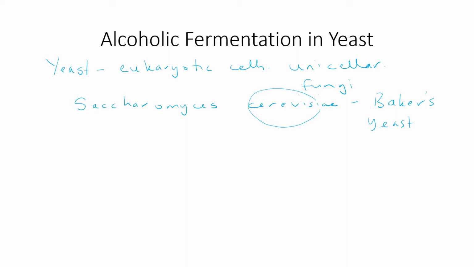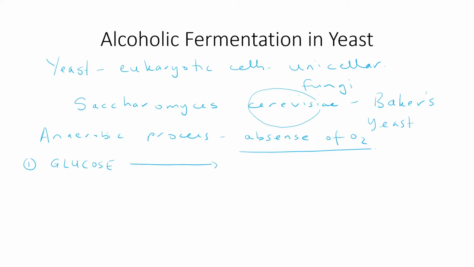So what we're looking at here is alcoholic fermentation, and this is an anaerobic process, so it's in the absence of oxygen. And basically there's two major components to this. The first one is glycolysis. It's basically the conversion of glucose into 2 pyruvate molecules. So for every 1 glucose molecule, we'll yield 2 pyruvates.